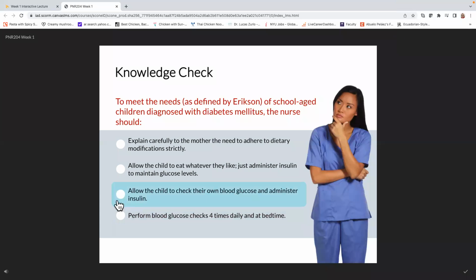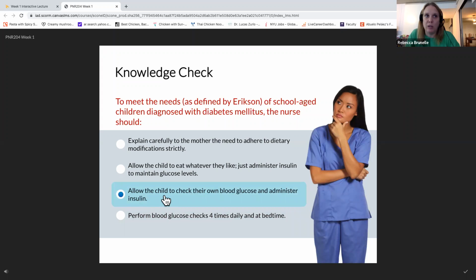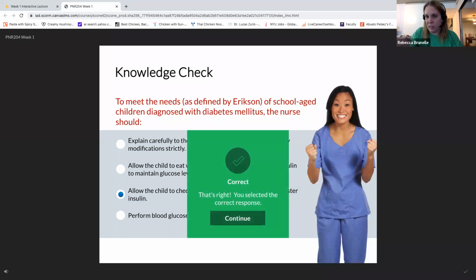The first one. When you're thinking about the child, you want them to start developing that sense of industry and that they can take care of themselves, they can do it on their own. So you want to start introducing them to their disease process and letting them be involved in it.